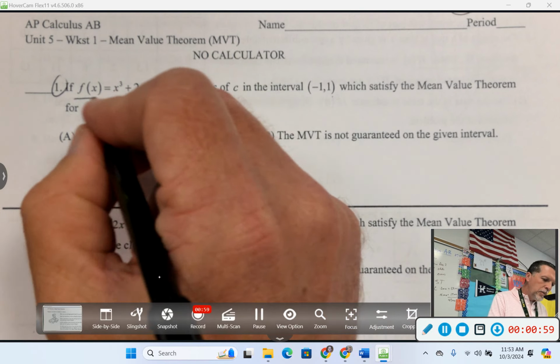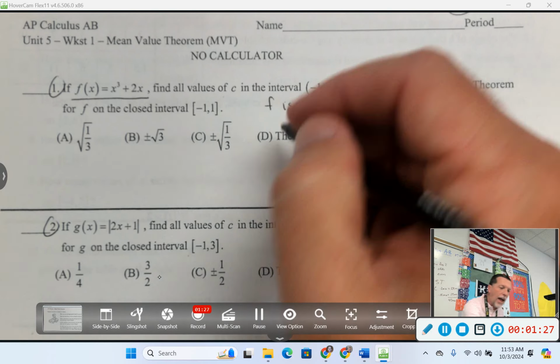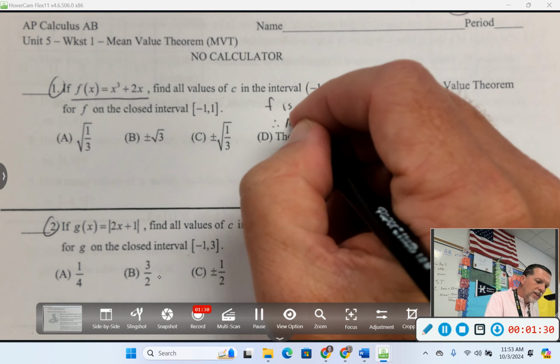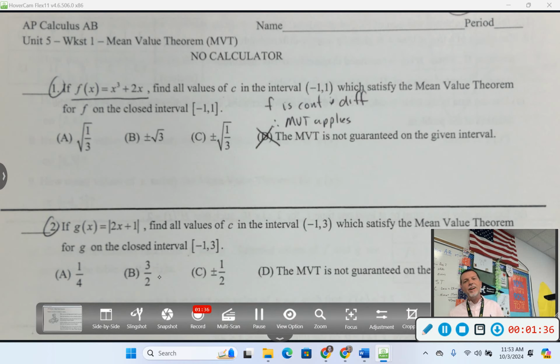Okay, x cubed plus 2x. Do you know roughly what that looks like? Remember what x cubed looks like? Or do you know enough to say whether it's continuous and differentiable? It is, because polynomials are continuous and differentiable everywhere. So polynomials are easy to deal with. So I know it's not D, MVT applies. So I can throw out D. D is not going to be the answer. There's going to be at least one answer.